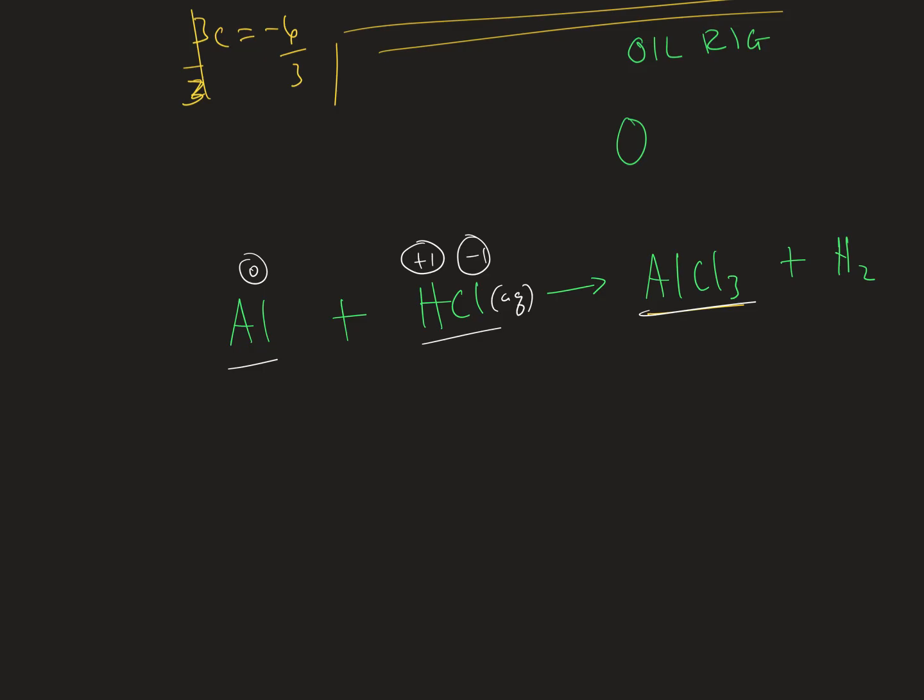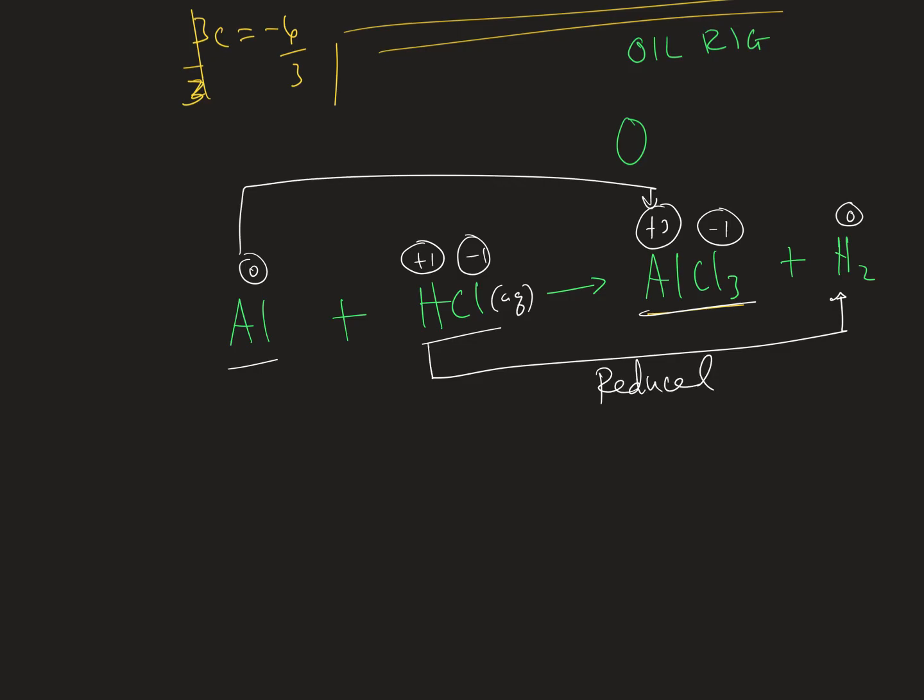So what's the charge of the aluminum ion? Plus 3. And this is -1. And you can see it works out. -1 times 3 plus 3 is 0. And H is 0 because it's all alone. It's a diatomic molecule. So which one is reduced? H is reduced. And aluminum is oxidized.